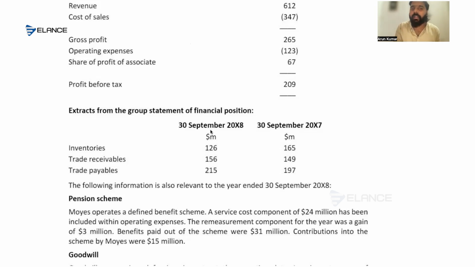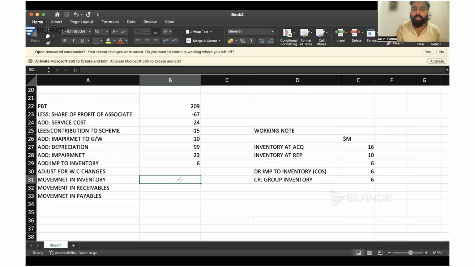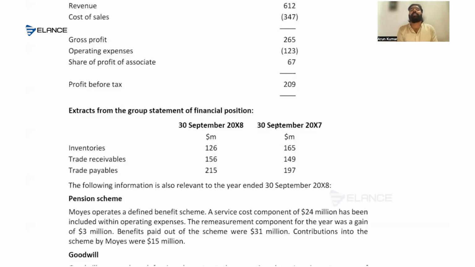Is it 39? No. So we know that from 165, the inventory decreased to 126. So we may see that it's an inflow. No, because from that I will deduct another 6. Effectively, the cash flow movement is only how much? 33. All of you got it? Why is it 33? Fine. Now, in the same way, let's find it for receivable.